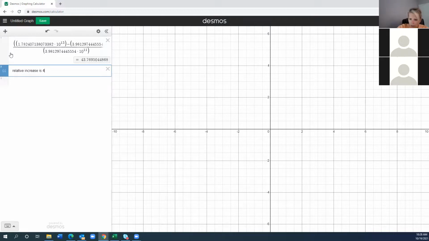It is 4,377% increase. Crazy. And that's what you were going to interpret on letter C, is telling me that between 1971 to 2014, the US national debt increased by 4,377%.